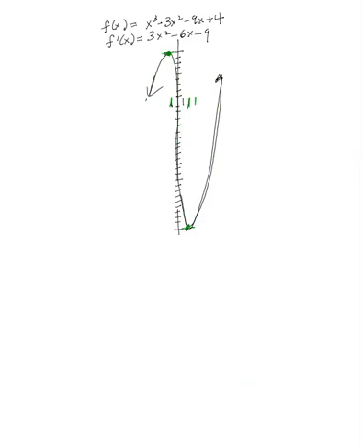Let me take the second derivative and let me check the concavity. So I'll take the second derivative, and I get 6x minus 6. Now, repeat exactly the same process that I did previously for the first derivative. You want to see where the second derivative is equal to 0, and you want to see where the second derivative is undefined.